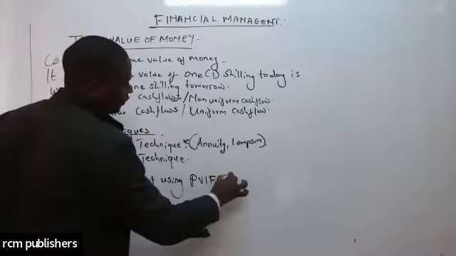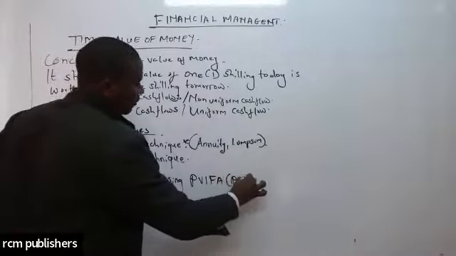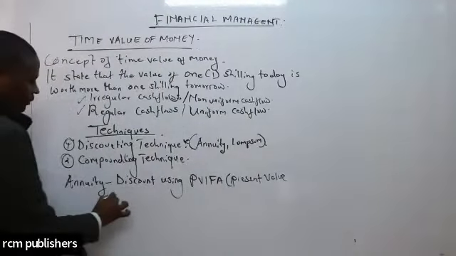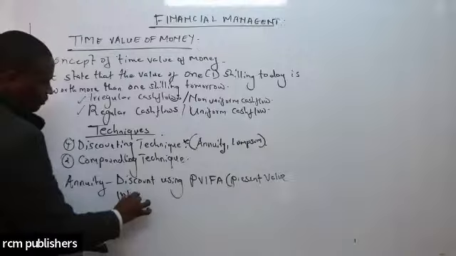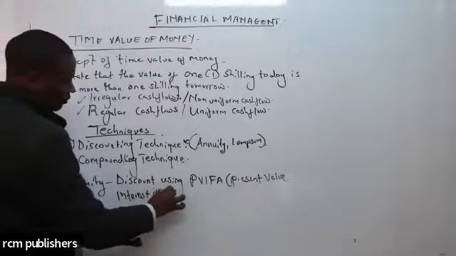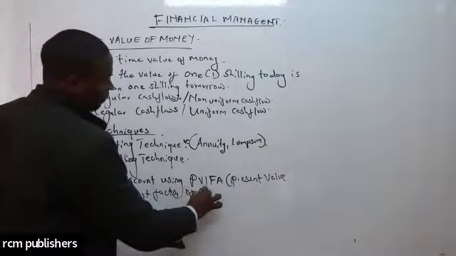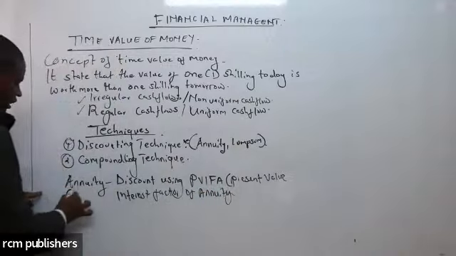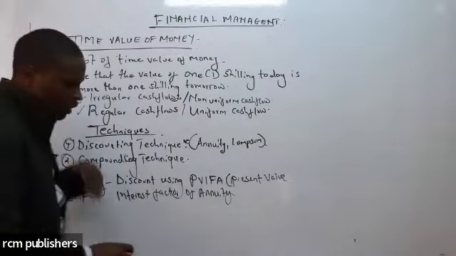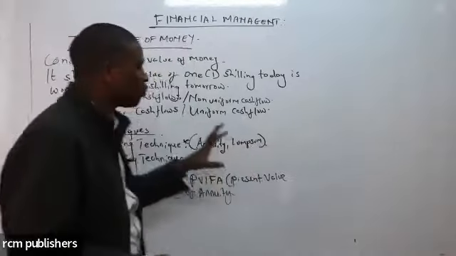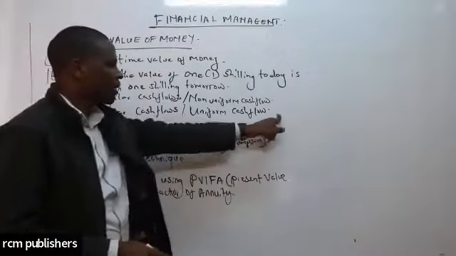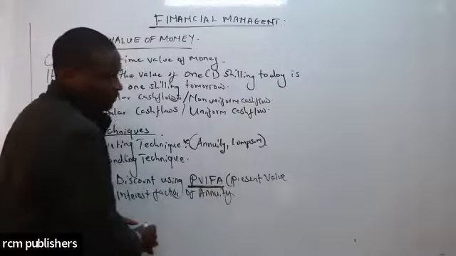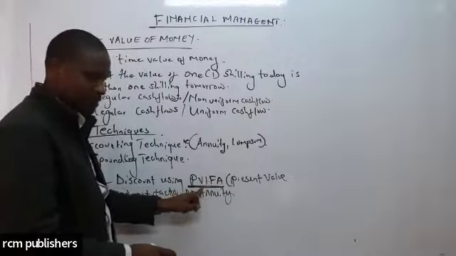PVFA. This simply is the present value interest factor of annuity. Annuity cash flow, in this case, you can say annuity cash flow or similar cash flow. The cash flows which are similar, uniform cash flow. So, uniform cash flow. We shall discount using this factor.